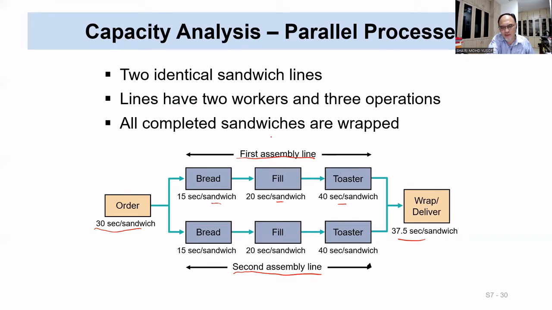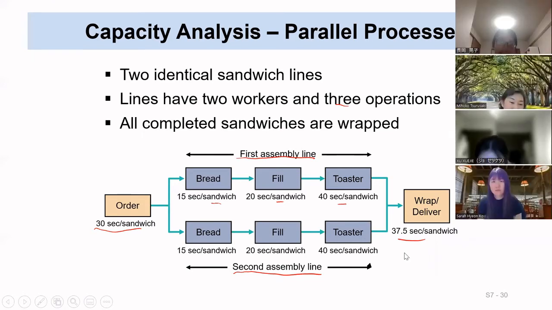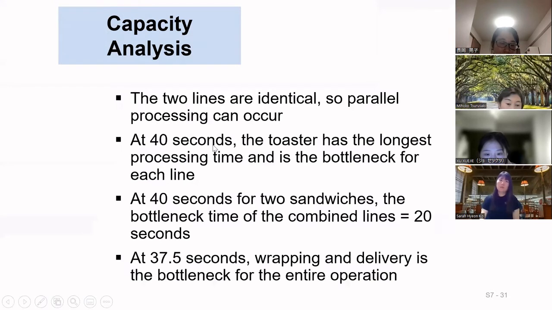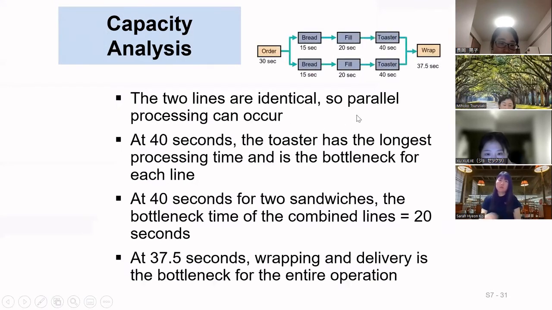All right, two workers and three operations. It's a bit funny, because the rep should also have another worker. Anyway, the two lines are identical, so parallel processing can occur.